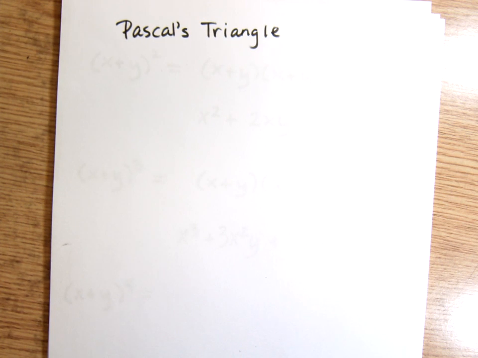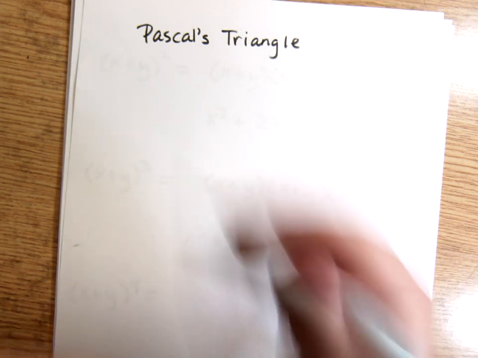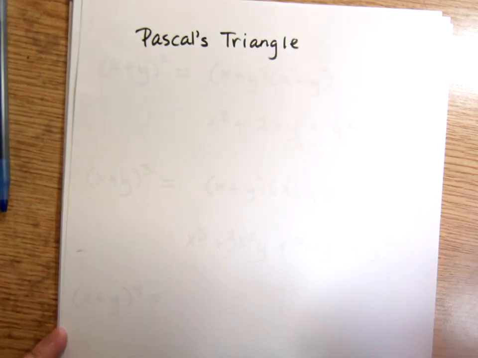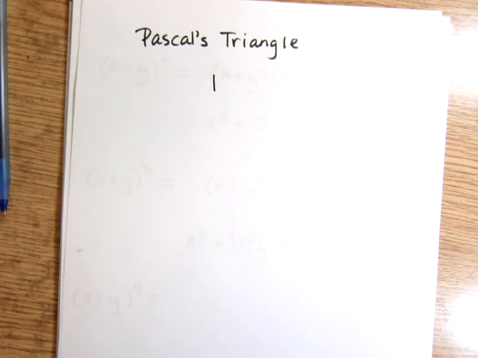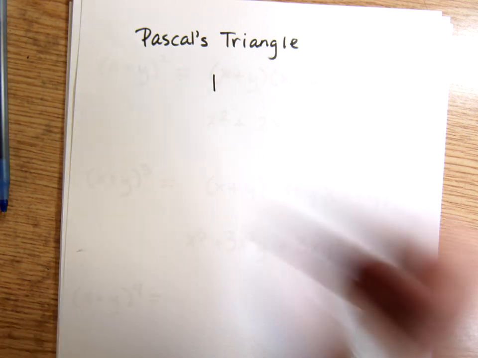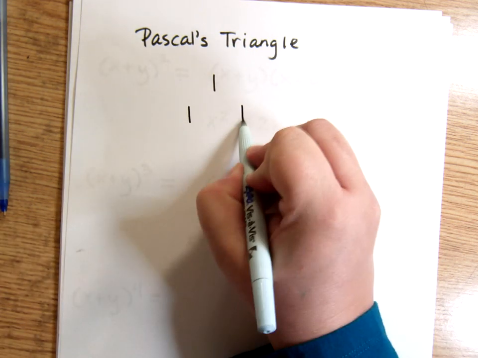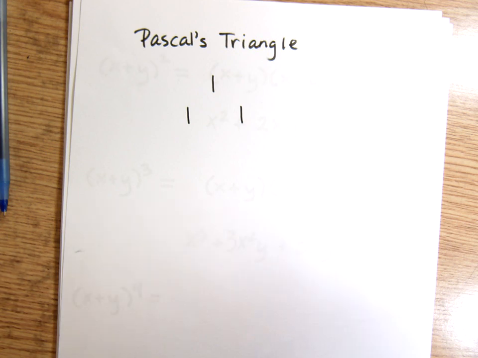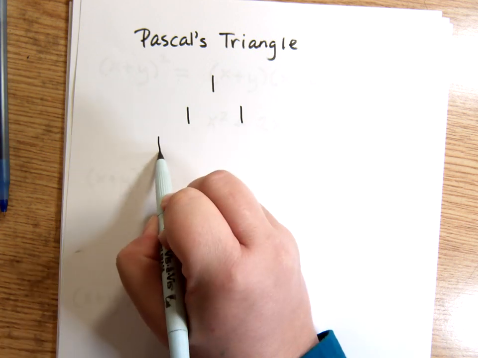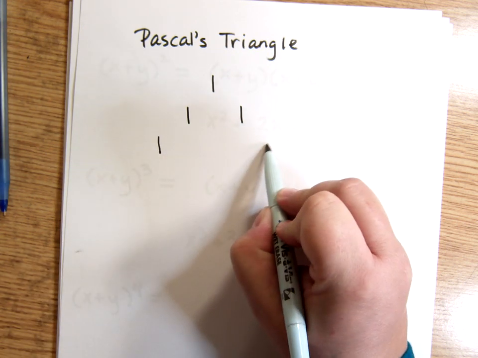Okay, so have you heard about this guy Blaise Pascal, French mathematician, long curly hair, or really it was probably a wig since he lived in the 1600s. Anyway, he came up with this thing called Pascal's triangle, where you start with a 1, and then on the next row of the triangle, you put 2 1s.